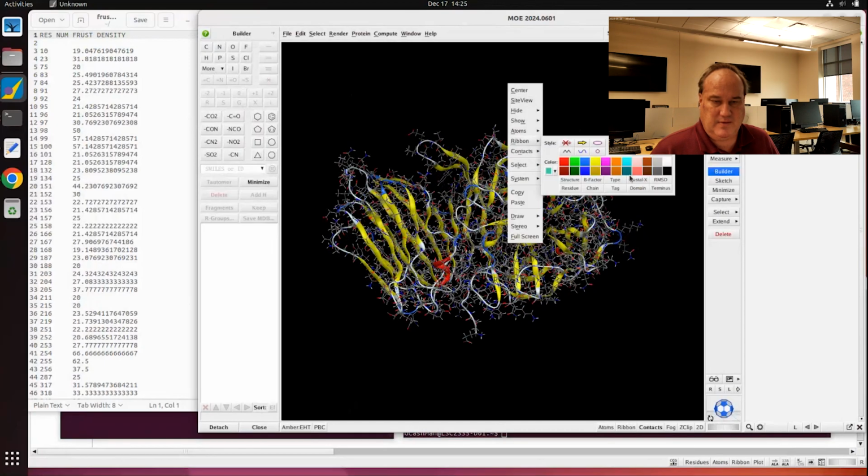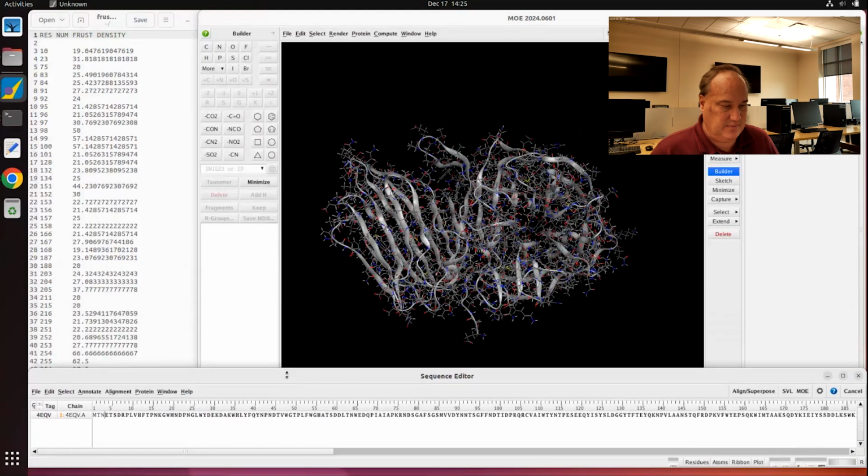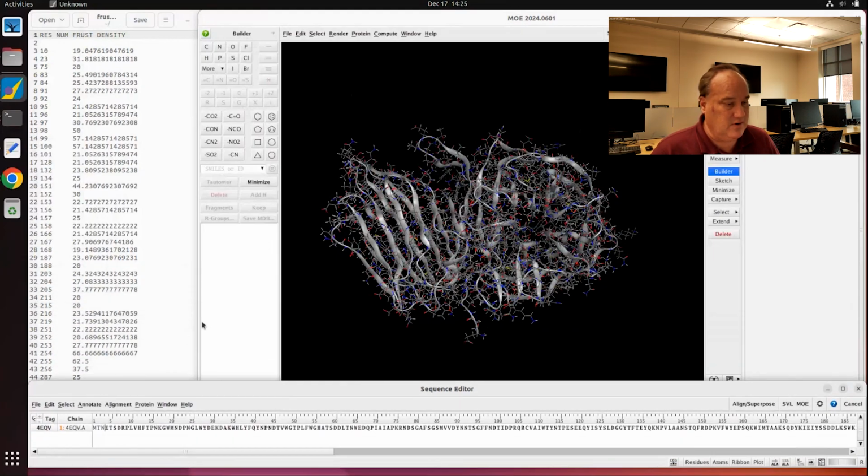I'm going to take the ribbons and make this a fairly neutral gray, because we're going to color in various residues by their frustration. If I select residues in the sequence editor down below, the first thing I want to do is find residue 10. That's right here. If you select that, that's leucine 10, then proline 23, then 75, that's a lysine, 83, there we go, and so on.